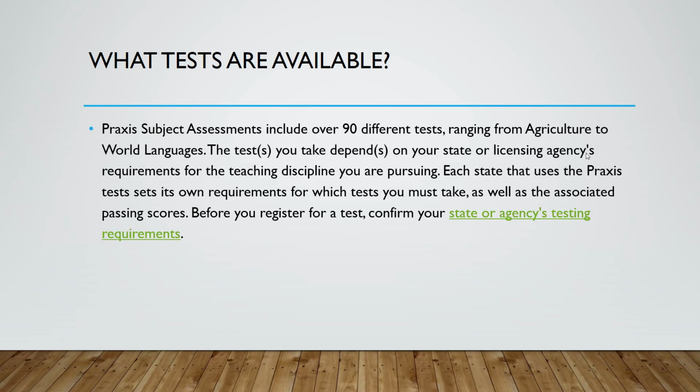Praxis subject assessments include over 90 different tests, ranging from agriculture to world languages. The tests you take depend on your state or licensing agency's requirements for the teaching discipline that you are pursuing. Each state that uses the Praxis test sets its own requirements for which tests you must take, as well as the associated passing scores. Before you register for a test, confirm your state or agency's testing requirements.